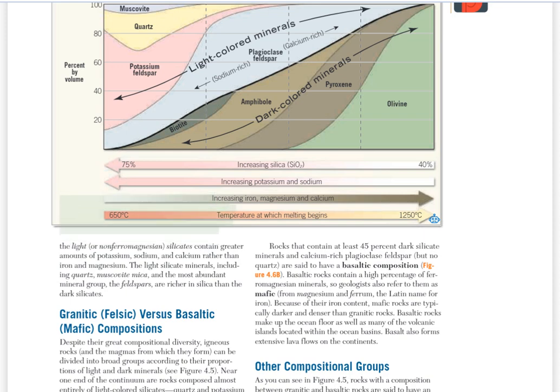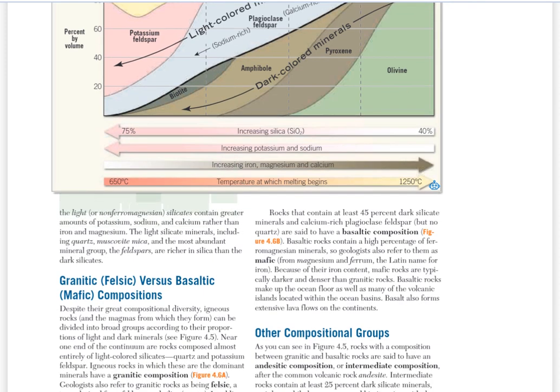Compositions. Despite their great compositional diversity, igneous rocks can be divided into broad groups according to their proportions of light and dark minerals. Near one end of the continuum are rocks composed almost entirely of light-colored silicates, quartz, and potassium feldspar. Igneous rocks in which these are the dominant minerals have a granitic composition.